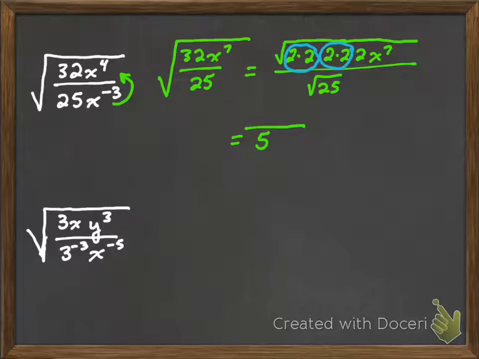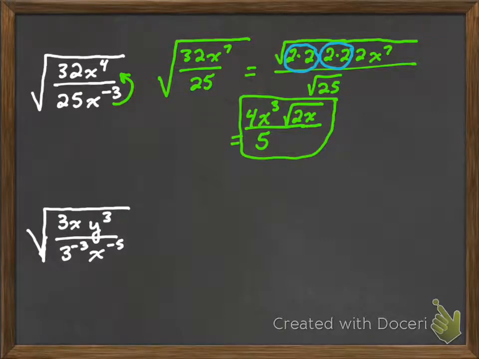The 2's, we have 2 of those, so that's going to come out as 4. We're going to have 3 pairs of x's, and that'll come out as x cubed. We are left with a 2 and a single x underneath the radical. So this is our simplified answer here.